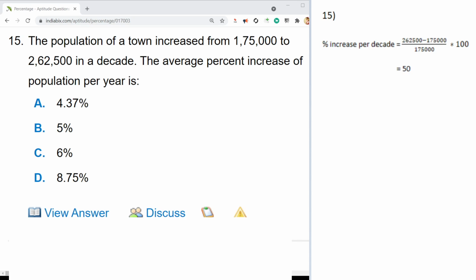This is for 10 years. We need to find the average percentage increase of population per year. Per 1 year we need to find. For a decade, meaning 10 years, it is 50. So for 1 year it is 5. Option B. Option B is correct.